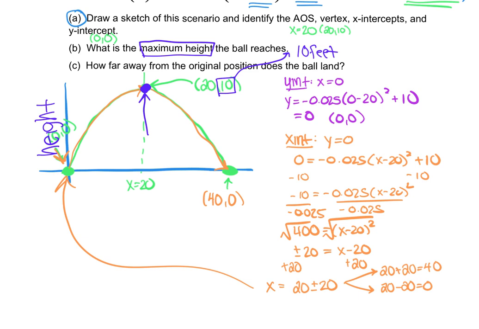Then from here it says, how far away from the original position does the ball land? Well, we started here and we land over here. And we learned from finding our intercepts that this distance right here is 40. So what that's telling us is that the ball lands 40 feet away from us. So if we can draw a sketch of these word problems, we can identify quite a few pieces of information about them, about heights and lengths and those types of things.